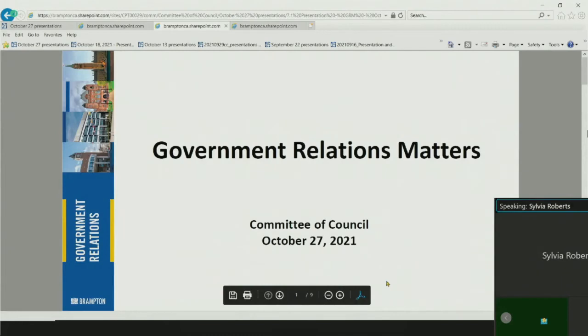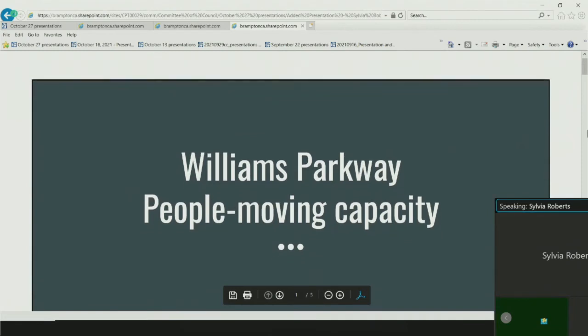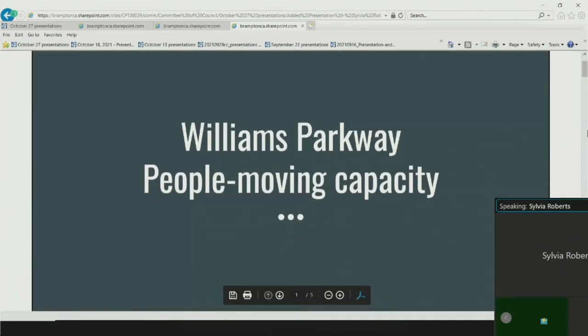Thank you. Just a reminder on Williams Parkway, it is almost perfectly in the middle of the city between Steeles and Mayfield Road. If you're looking for a major east-west corridor, this is the ideal location for it. In the staff report, it talks about maximizing people moving capacity. However, what's planned in fact does not. Next slide, please.